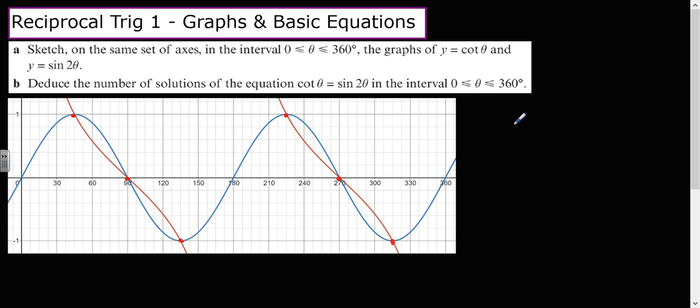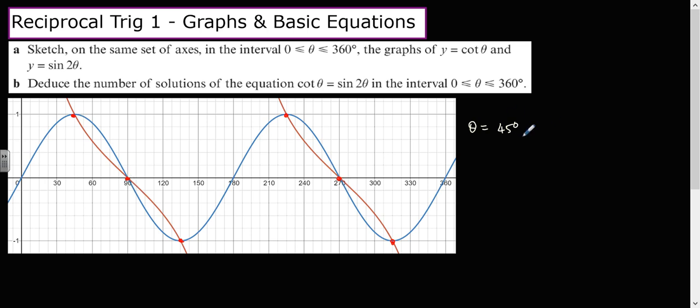Now, because we've got an accurate graph, we can actually write down what the solutions would be. So we have our first intersection over there at 45 degrees. I know we're not asked to do this in the question, but since we can see it from the graph, theta is 45 degrees.